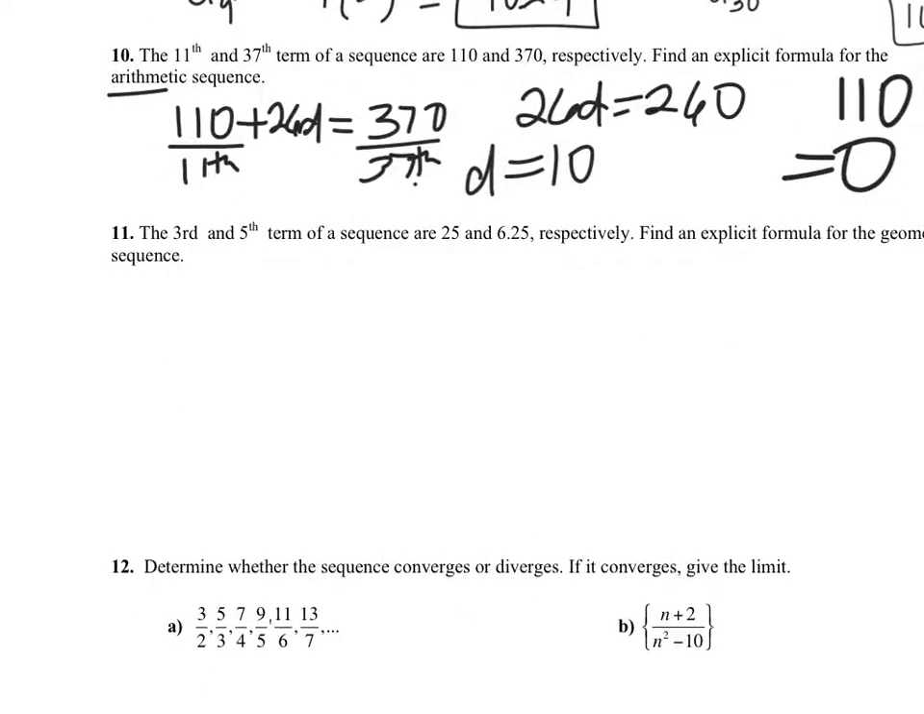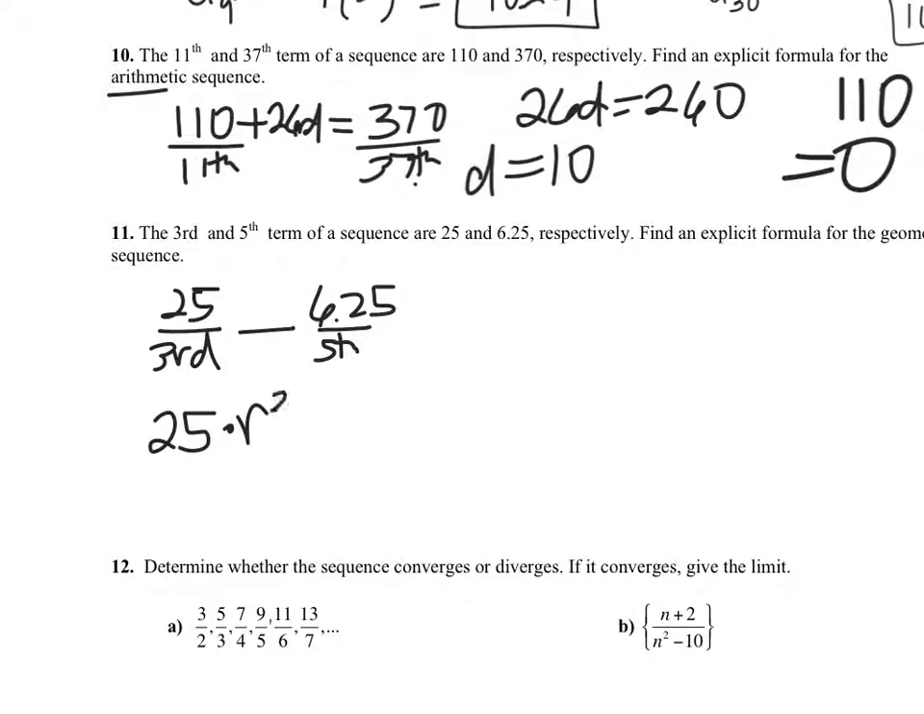The 3rd and 5th term are 25 and 6.25. So here's the 3rd term, 25. And then we have a 4th term. And then the 5th term is 6.25. And so to get from the 3rd term to the 5th term for geometric, I'm going to multiply by r how many times? 2. And you've noticed it's just the difference, right? 5 minus 3. Up here, 37 minus 11. It's just the difference. So r squared would equal 6.25.